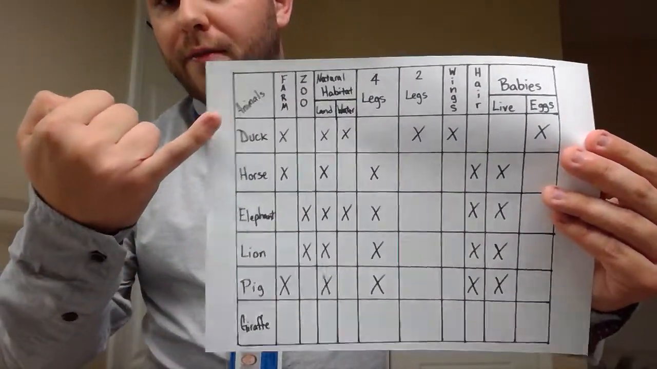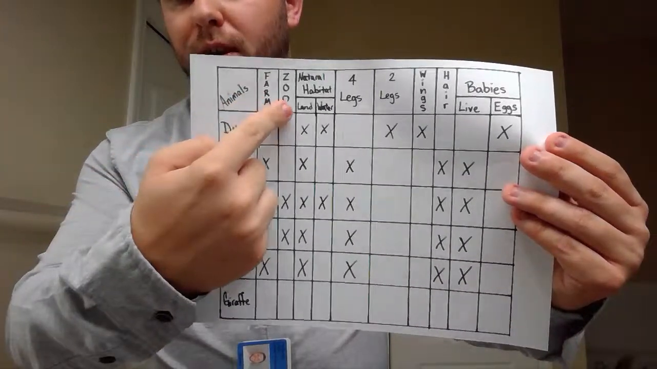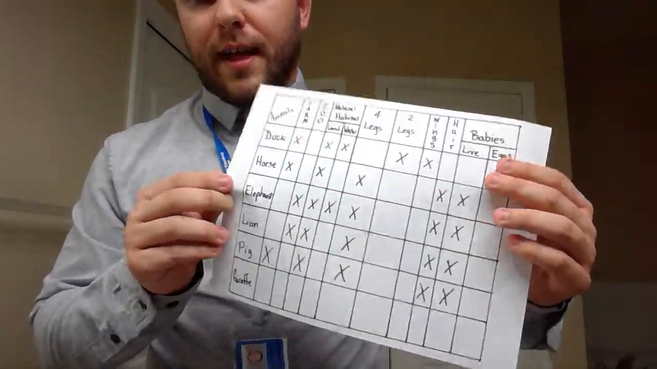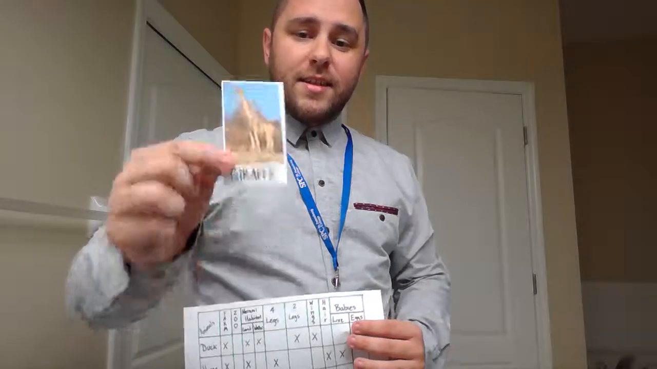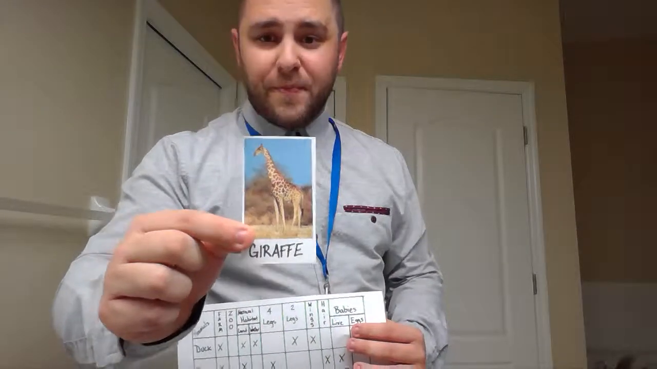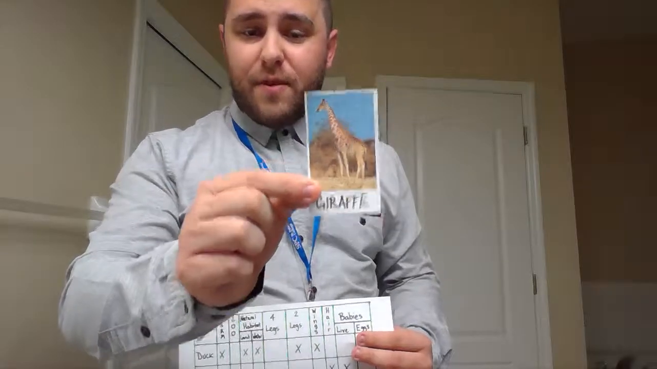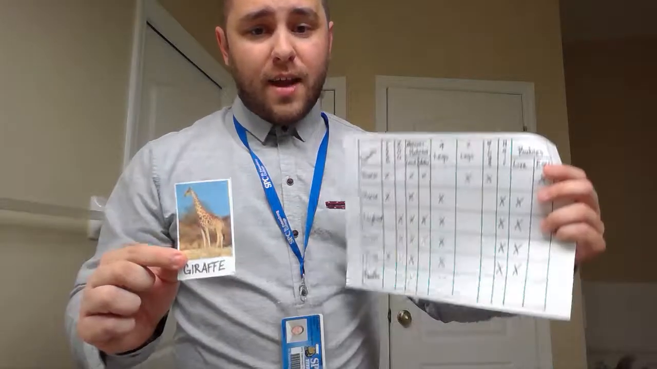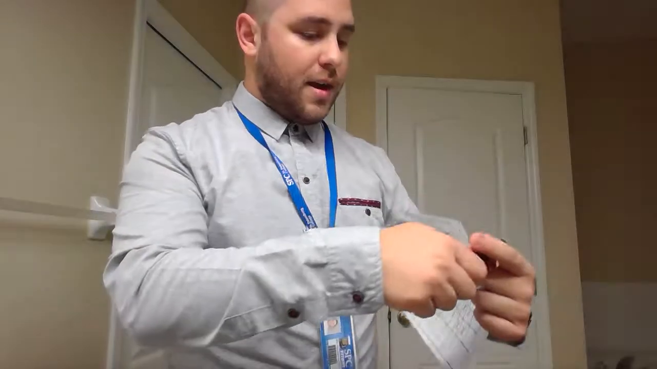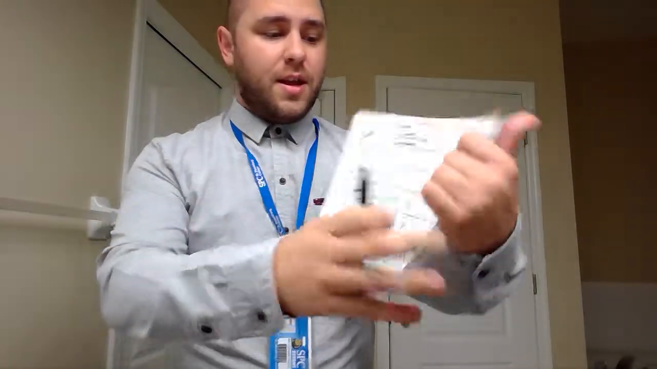And as you can see, we have the animals listed and then the different attributes that we are going to discuss. And you'll have to forgive me, I did go a little bit backwards, but to model this, we'll be starting here. So I would say, class, now we've created our chart, and I want you to take a look at this picture. So we can see here that we have a picture of a giraffe, and we're going to take a look at our chart and figure out what attributes are going to apply to this giraffe. So the students, again, would be filling these out individually.